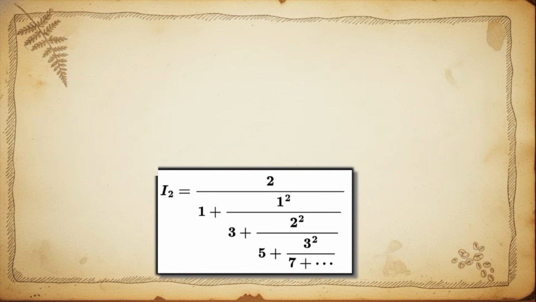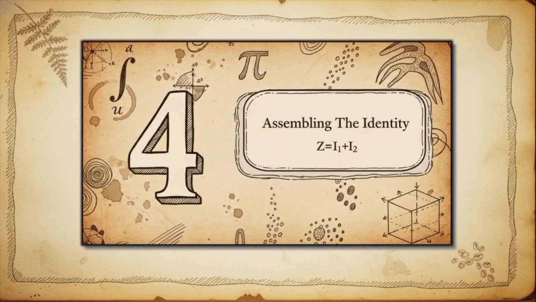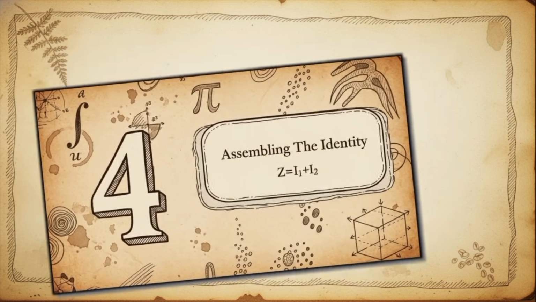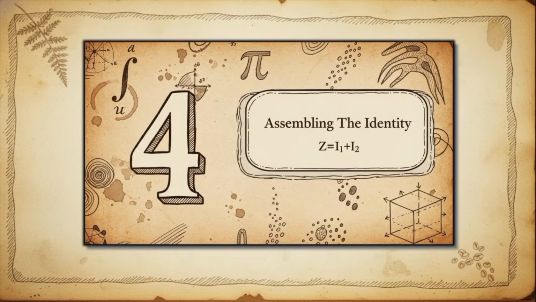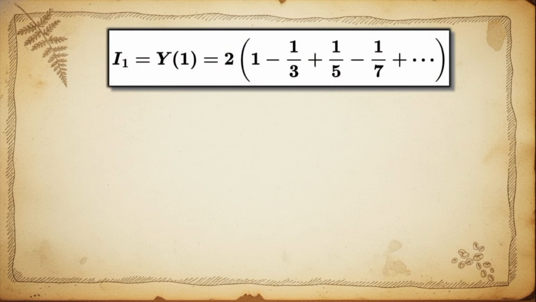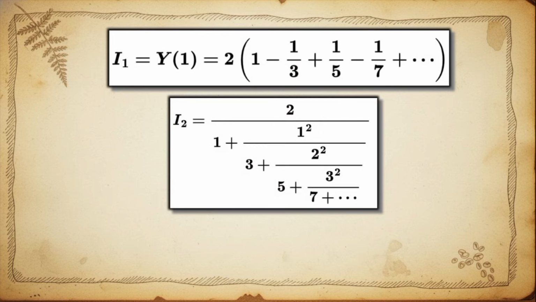Okay, let's take a step back. We've followed 2 totally different paths, starting from 2 identical integrals, and we ended up with 2 completely different looking results. Now it's time to bring it all together. Time for the big reveal. All right, let's put the pieces on the table. From our first path, we found that our first integral, I1, is the same as this infinite series. And then, from our second path, we found that its identical twin, I sub 2, can be written as this wild, infinite, continued fraction.